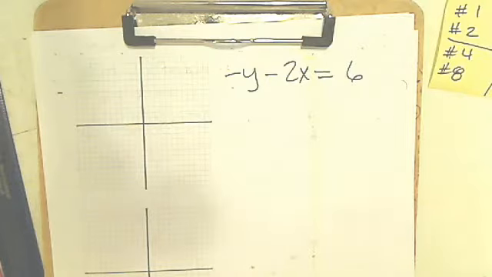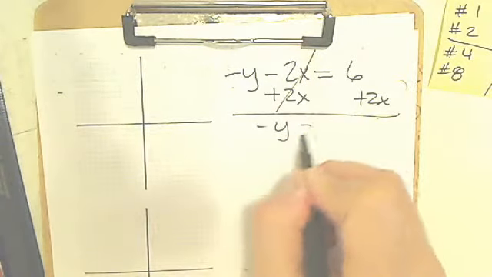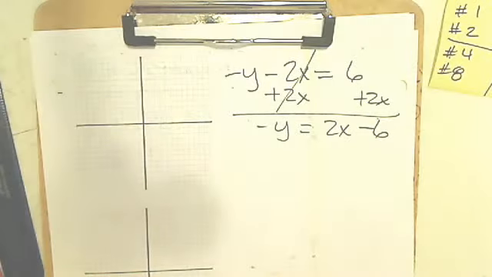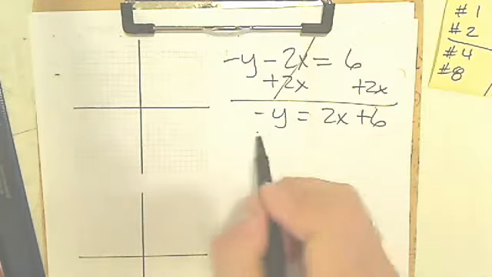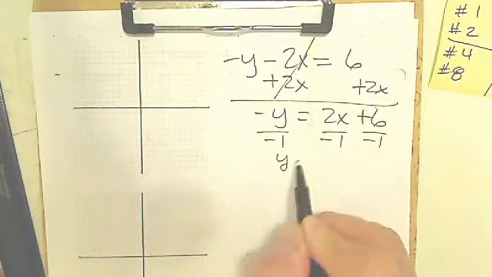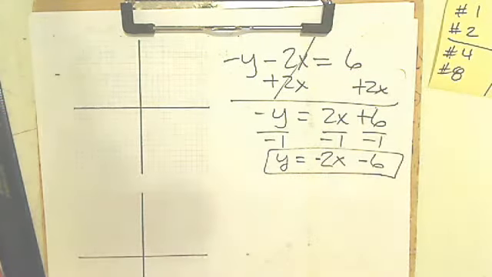That is the point of algebra. It is torturous, but it helps you think through steps and solve through your problems. All right. So Toby Ann, what's the first step I do? Add 2x to both sides. Bring down the negative y, bring down the 2x, bring down the positive 6. Divide by negative 1. Y equals minus 6. There's my equation.